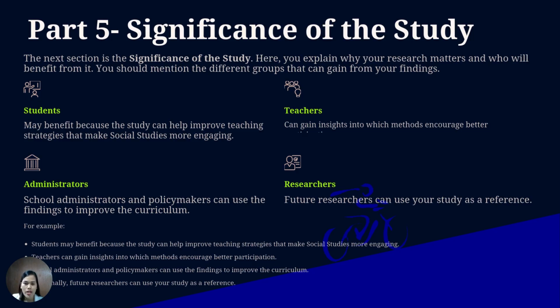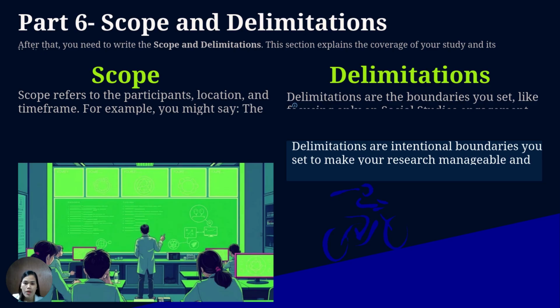All right? So, part 6, Scope and Delimitations. After that, you need to write the scope and delimitations. This section explains the coverage of your study and its limitations. Scope refers to the participants, location, and time frame.